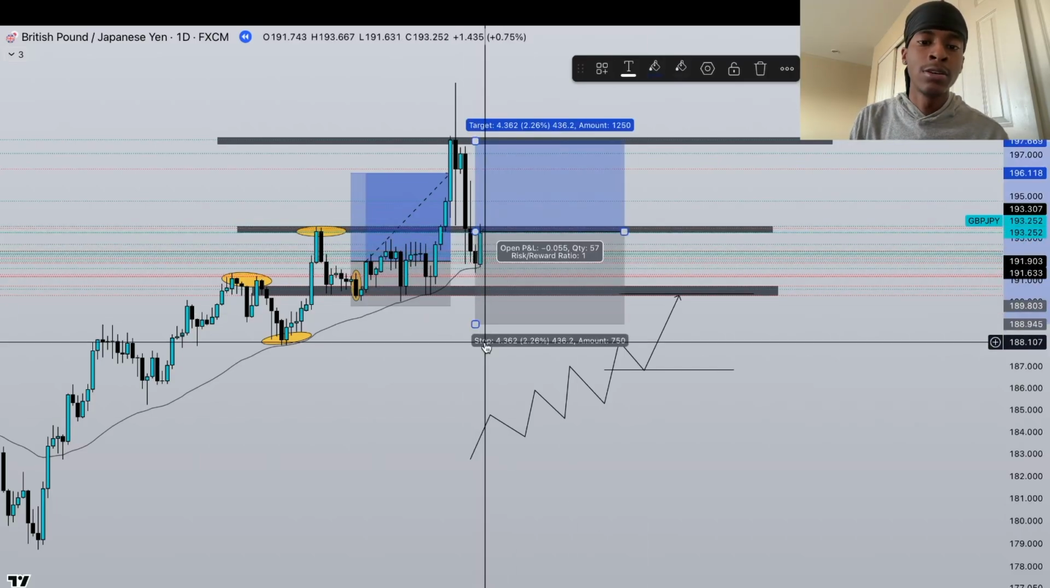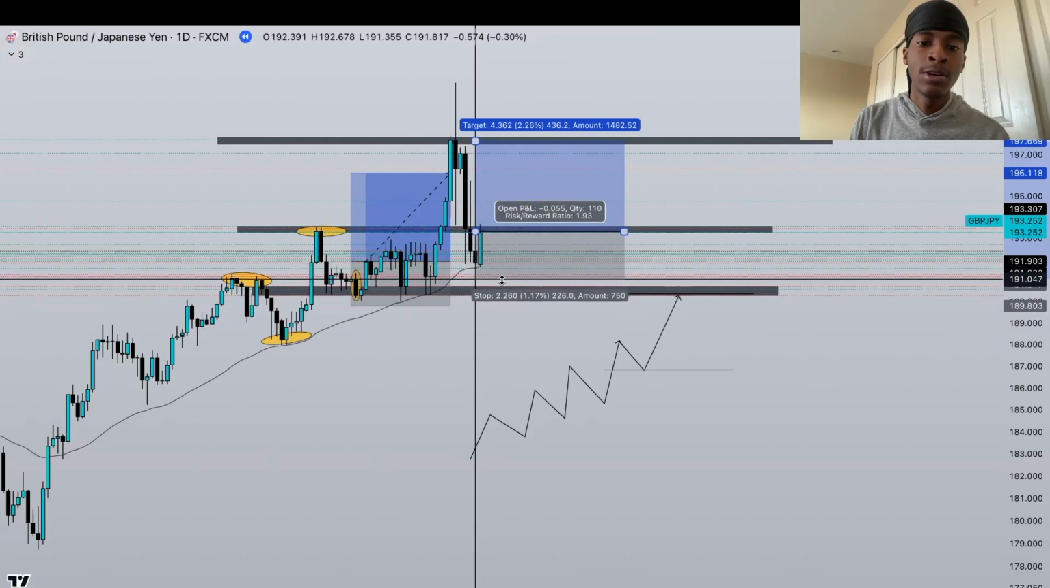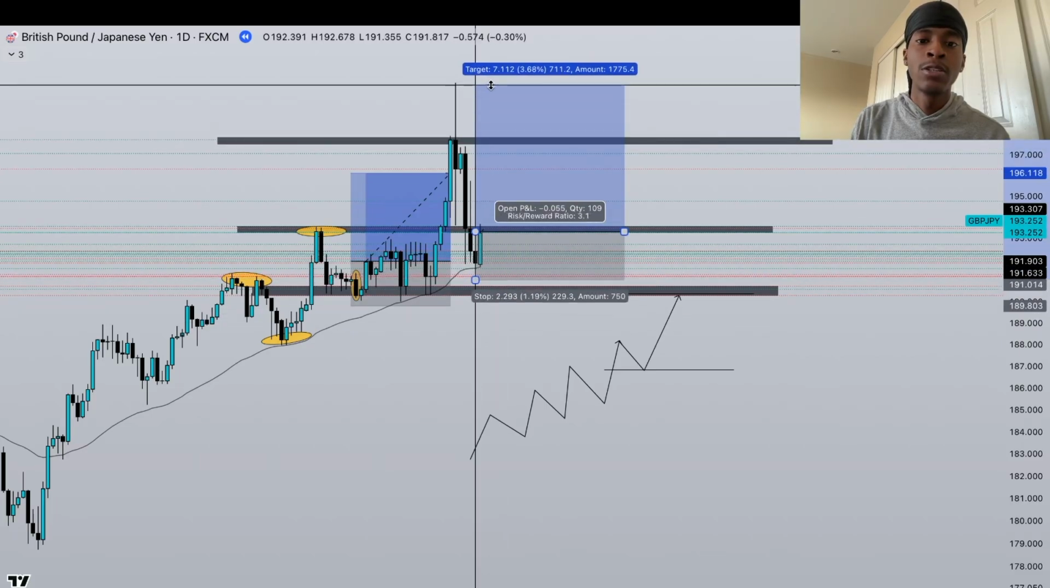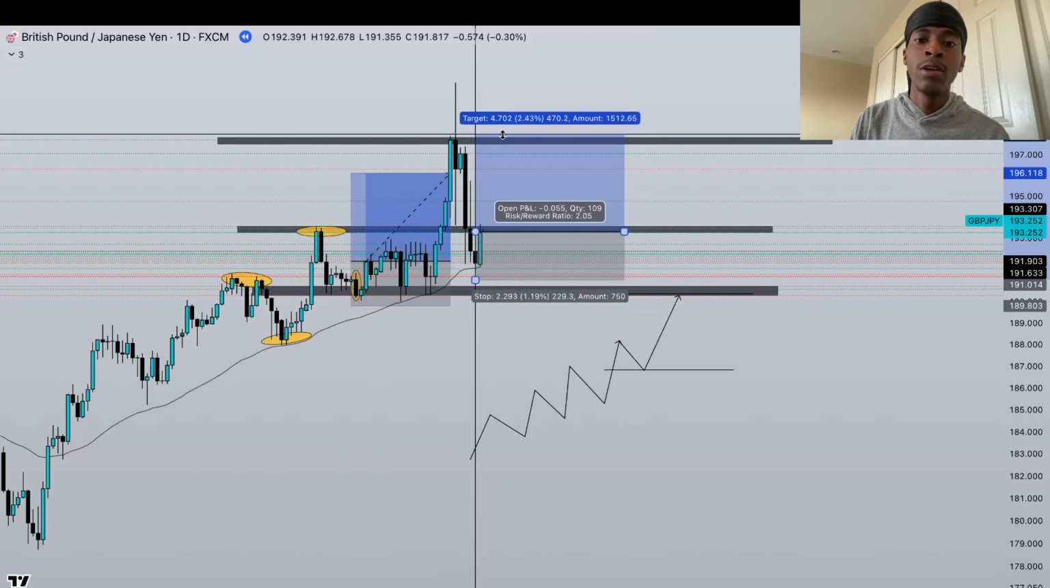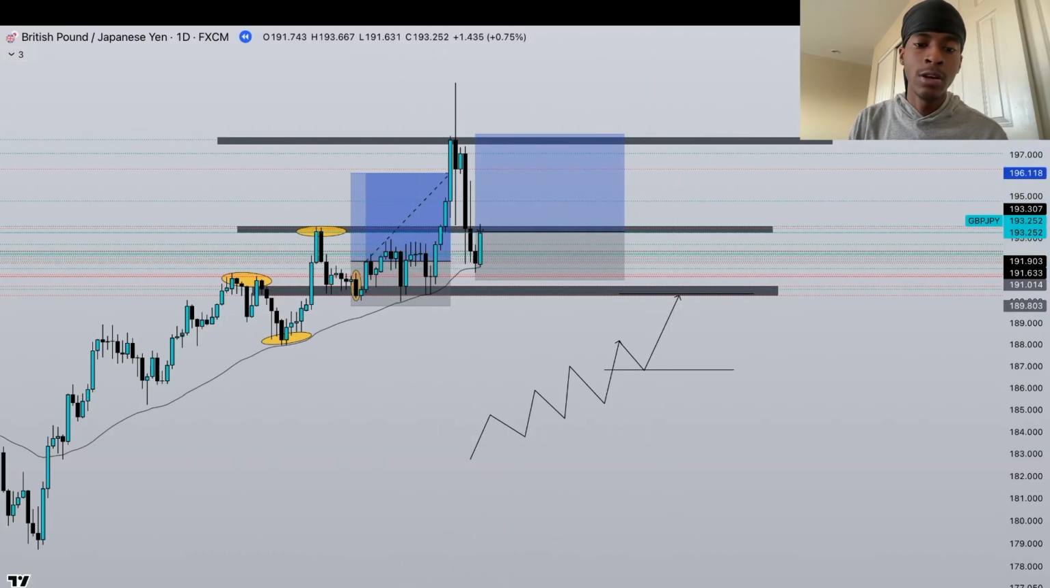Same thing. Entering again. Stop loss, a little bit of breathing room. Aim for a 1 to 2, whatever, 1 to 3. Whatever you want to aim for. I'm going to just do a 1 to 2. And we're going to hit play.